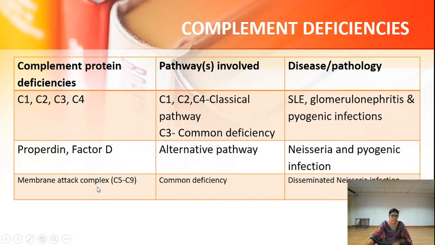And if the membrane attack complex itself, like C5 to C9, is completely deficient, what happens? No lysis at all. Especially disseminated Neisseria infection is common in this deficiency. So if the early parts are deficient, it leads to glomerulonephritis and pyogenic infection. If alternate pathway factors like factor D and properdin are deficient, it leads to Neisseria and pyogenic infections, and if the membrane attack complex is deficient, it leads to disseminated Neisseria infection. So these are the complement protein deficiencies.